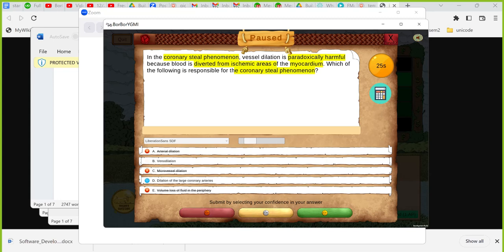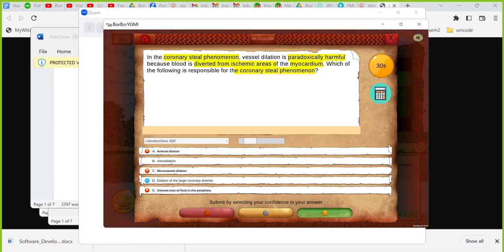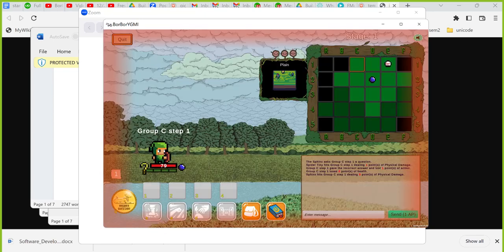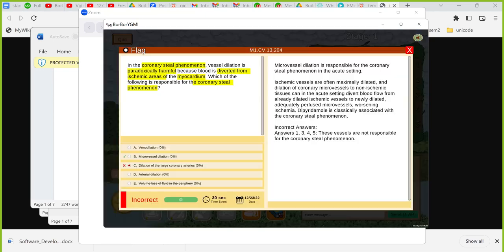Confidence. Red's like no confidence, and green's like pretty confident. Yeah, pretty confident. All right, let's do it. Okay, so I talked you out of the right answer. I'm sorry. So the answer is microvessel is responsible for coronary steal phenomenon, acute setting.